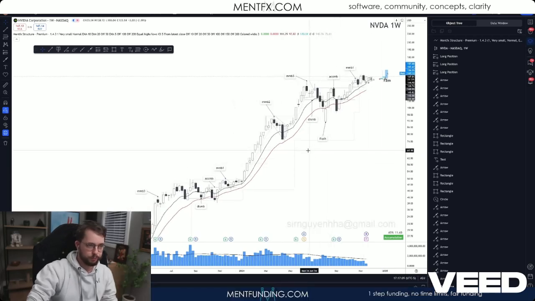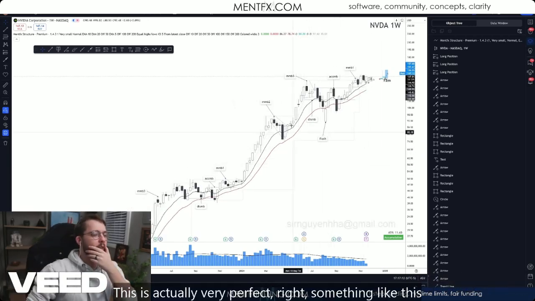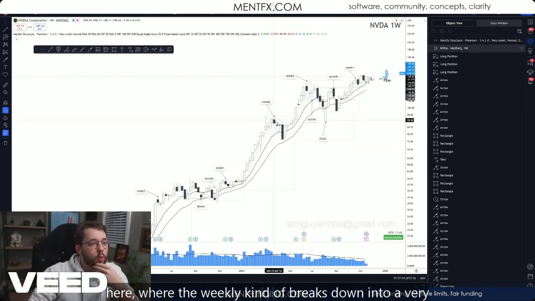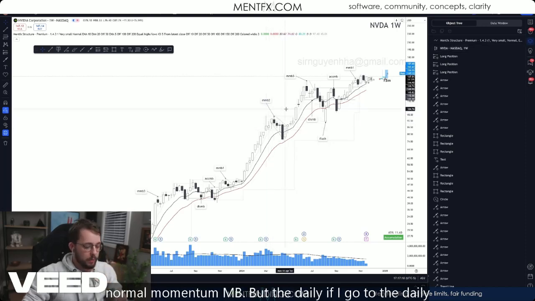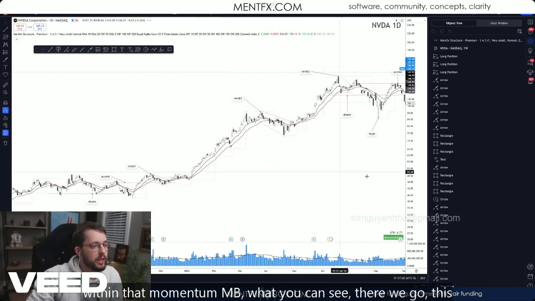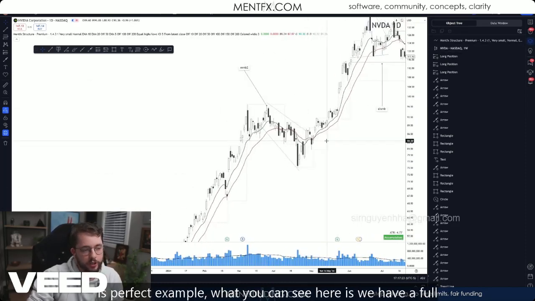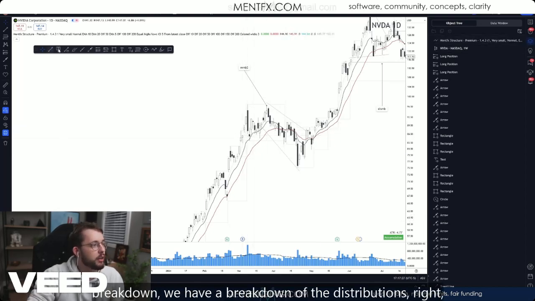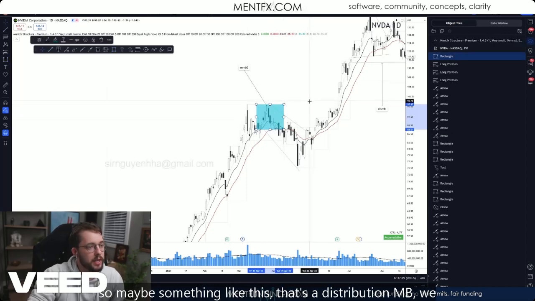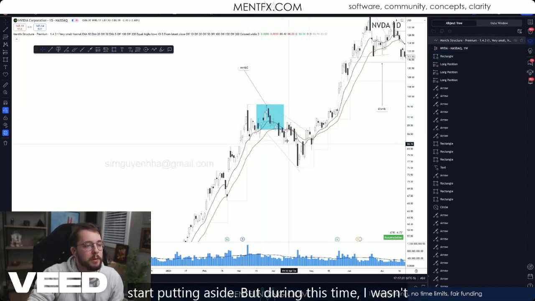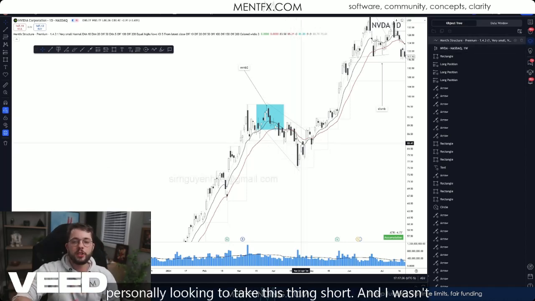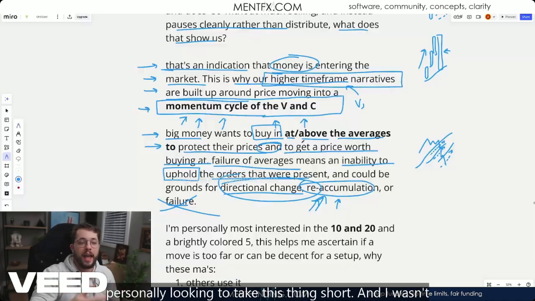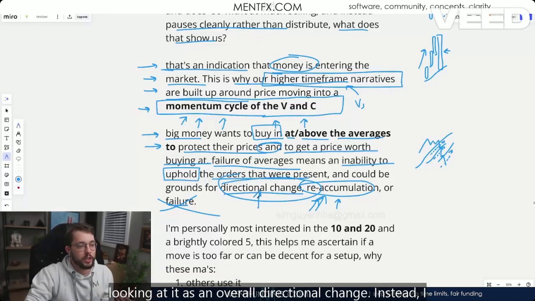Okay, this is perfect. This is actually very perfect, right? Something like this here, where the weekly kind of breaks down into a very normal momentum MB, but the daily, if I go to the daily within that momentum MB, what you can see, there we go, this is a perfect example. What you can see here is we have a full breakdown. We have a breakdown of the distributions, right? So maybe something like this, that's a distribution MB. We start putting in momentum MBs to the downside, but during this time, I wasn't personally looking to take this thing short. And I wasn't looking at it as an overall directional change.